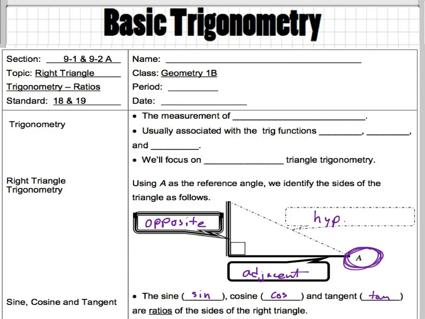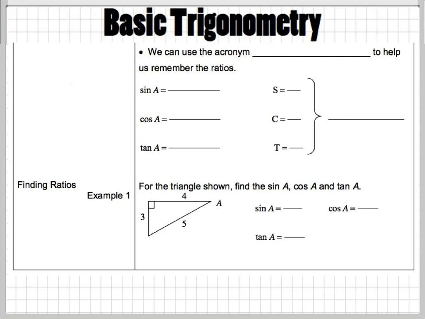These are the ratios of the sides of a right triangle, and they use the angles of a right triangle to do it. So here is what they look like. Now you can use this acronym. This acronym kind of helps.